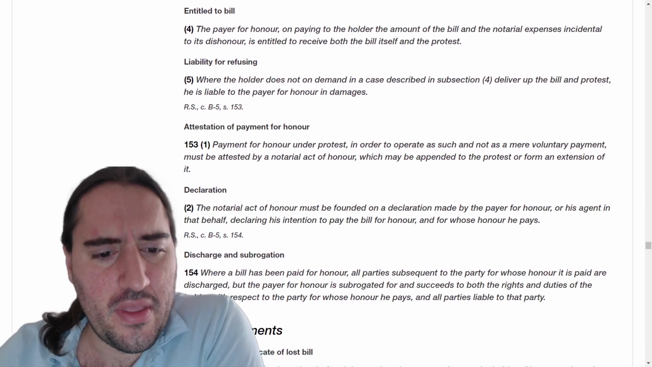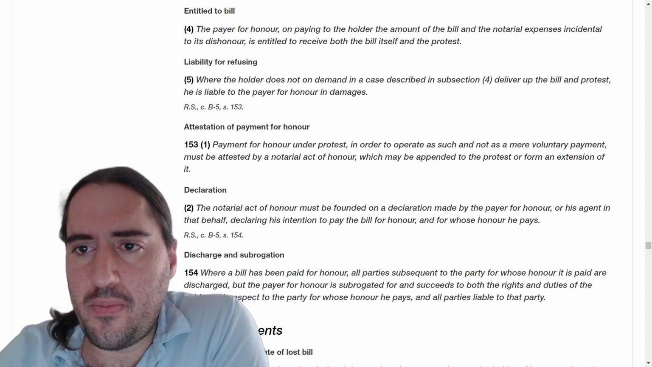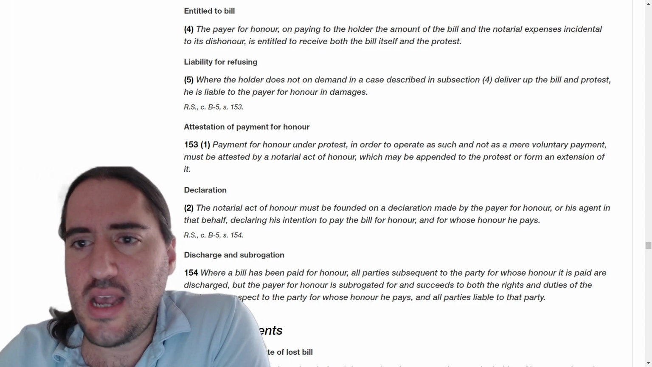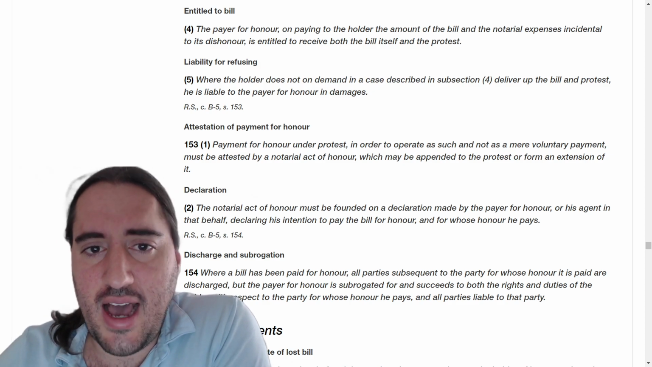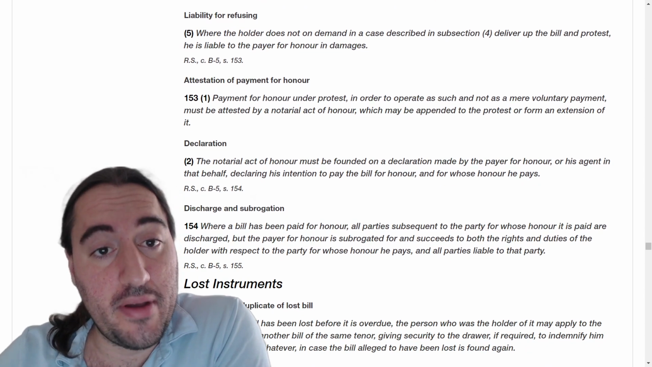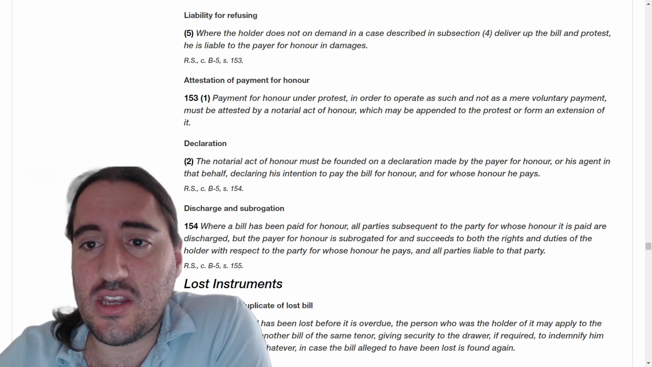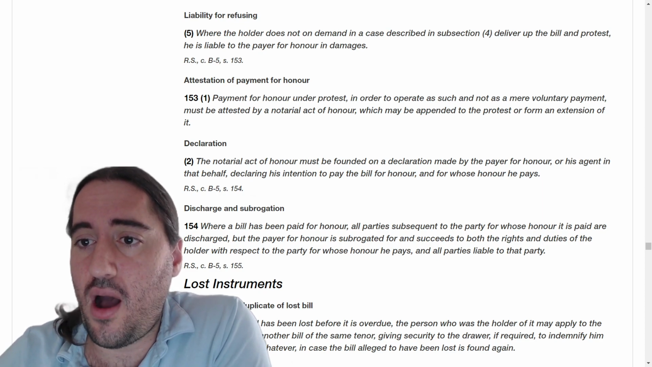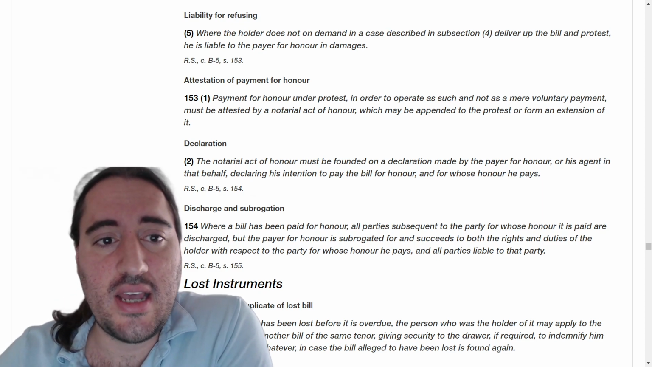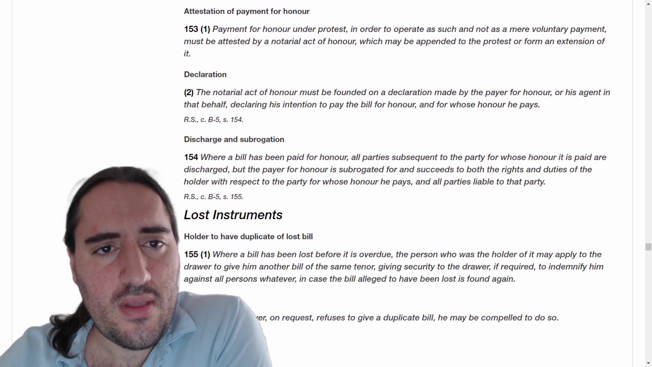Entitled to the bill. The payer for honor, on paying to the holder the amount of the bill and the notarial expenses incidental to its honor, is entitled to receive both the bill itself and the protest. Liability for refusing. Where the holder does not on demand, in a case described in subsection 4, deliver up the bill and protest, he is liable to the payer for honor in damages.